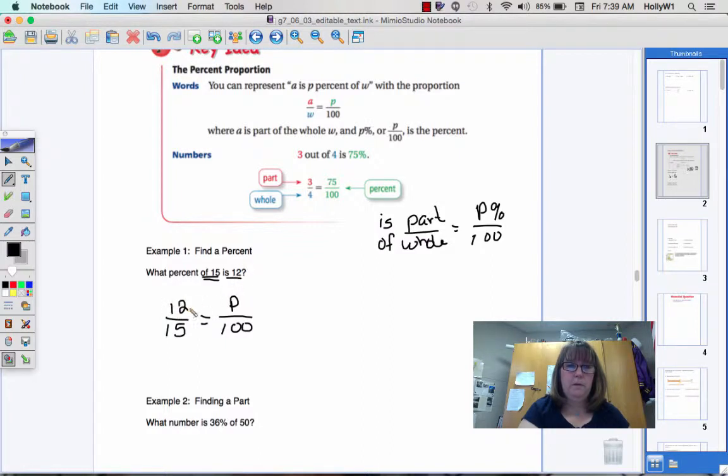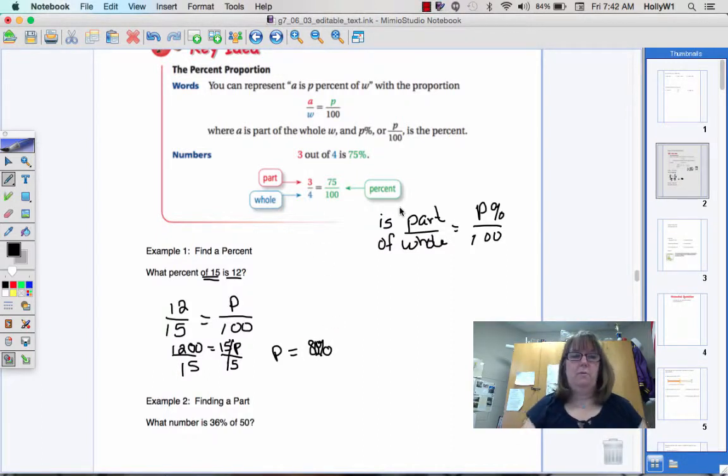So that goes here. And I'm going to cross multiply because that's the easiest for me. So 12 times 100 is 1200 is equal to 15p. And then from your single step algebra, we're going to divide both sides by 15 to isolate p. And we end up with p is equal to 80. So we add the percent sign to it. So what percent of 15 is 12? It turns out to be 80%.